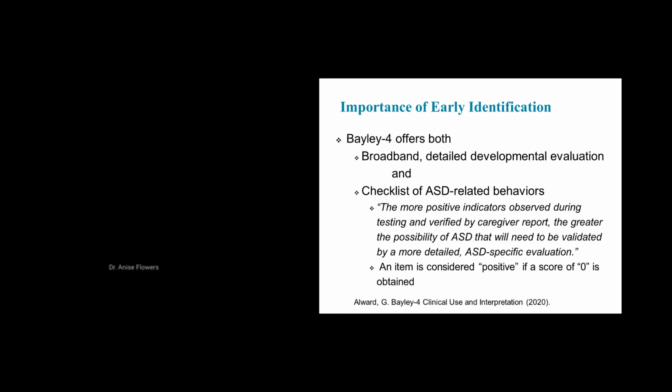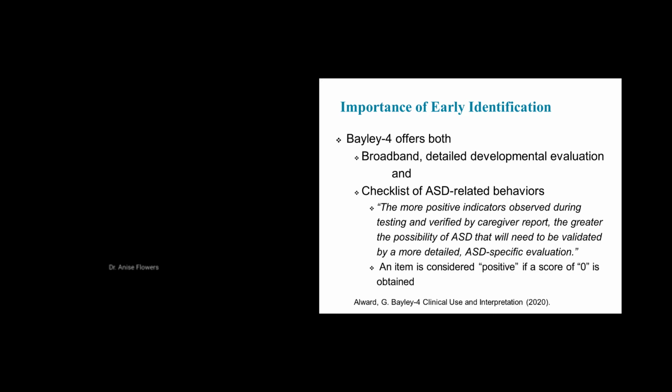So the Bayley-4 offers 2 aspects that can help with these early evaluations. First of all, it's primarily a broadband detailed developmental evaluation across 5 areas of development. But within the scale, there's also a checklist of ASD-related behaviors. So we'll be looking at the contents of that checklist in this webinar.